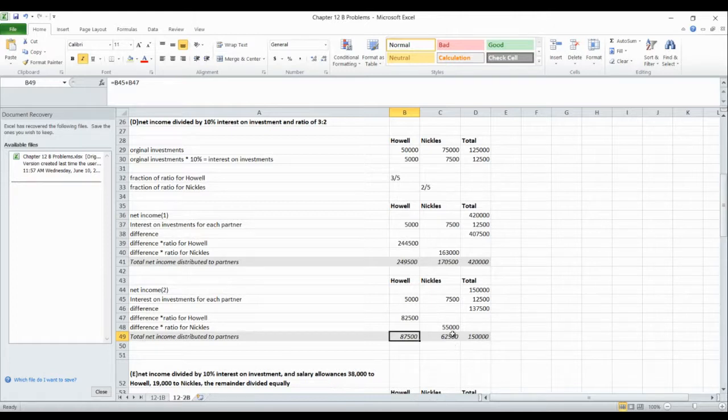And again, we have added the 7,500, 10% on the original investment, plus the difference, which was 137,500 times 2/5. That's how we get the 55,000. So 7,500 plus 55,000 is 62,500. Again, it may be a good idea for you to add the two of these together to make sure that it comes up with the net income. And that's how you complete Part D.